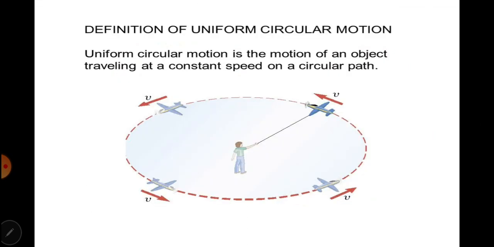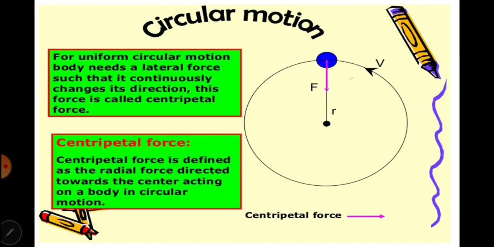Definition of uniform circular motion. Uniform circular motion is the motion of an object traveling at constant speed on a circular track. Circular motion. This force is called centripetal force because it pushes the body towards the center of the circle. For uniform circular motion, body needs a lateral force such that it continuously changes its direction. This force is called centripetal force.